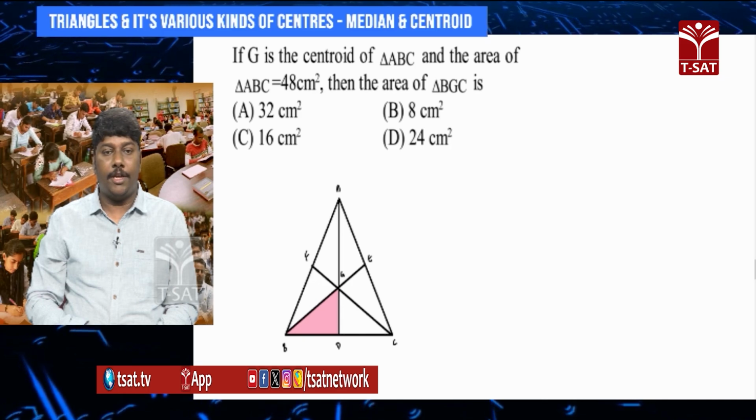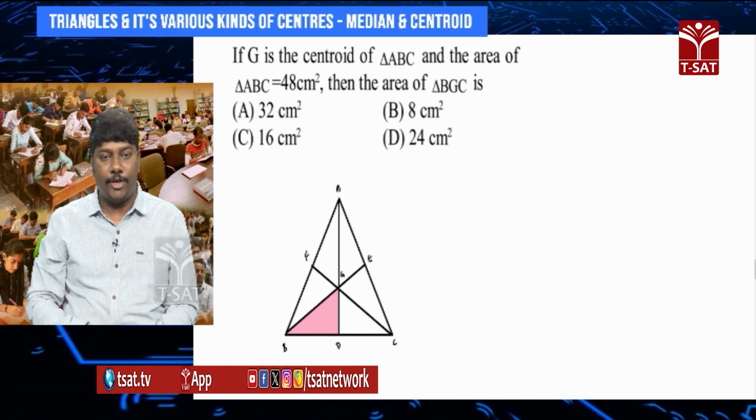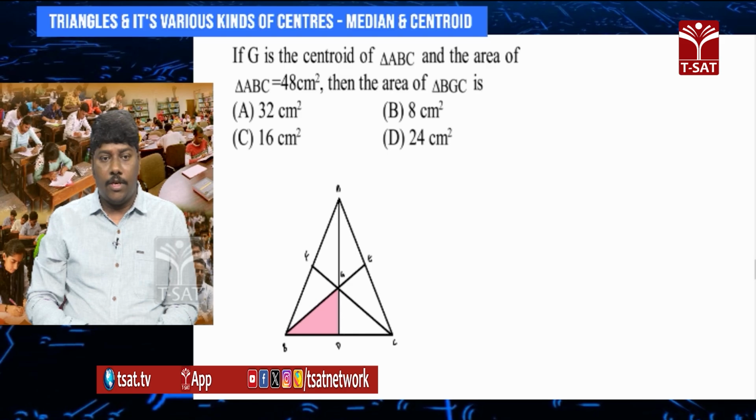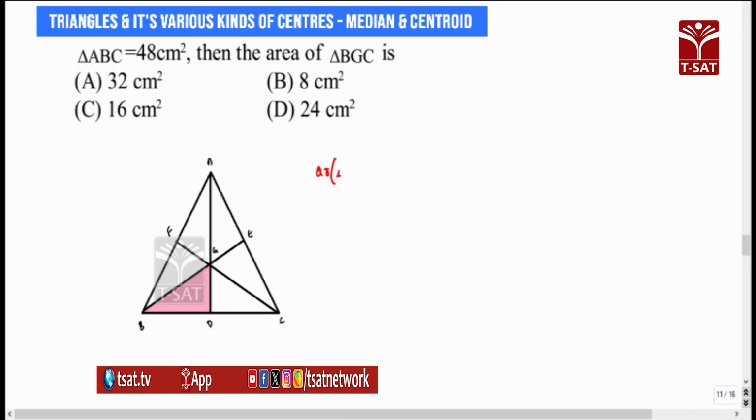Then the area of BGC here. AD, BE, CF are three medians and G is the point of intersection of medians, that is the centroid. We know three medians divide the triangle into 6 equal parts. Now he is asking you only about one part, that is the area of triangle BGD. Area of triangle BGD is equal to 1/6 of the entire triangle ABC. Here ABC is given as 48, therefore 48/6 is equal to 8 centimeters square, which is the area of BGD.